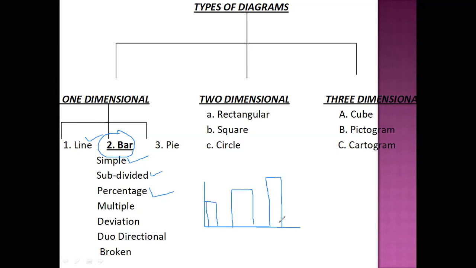Now we have also seen subdivided. Subdivided means it will be like this. In a single bar, divisions will be there. This may be marks in mathematics, marks in science. This may be of any two variables or any number of variables. So just to recall, subdivided bar diagrams are also known as component bar diagrams.